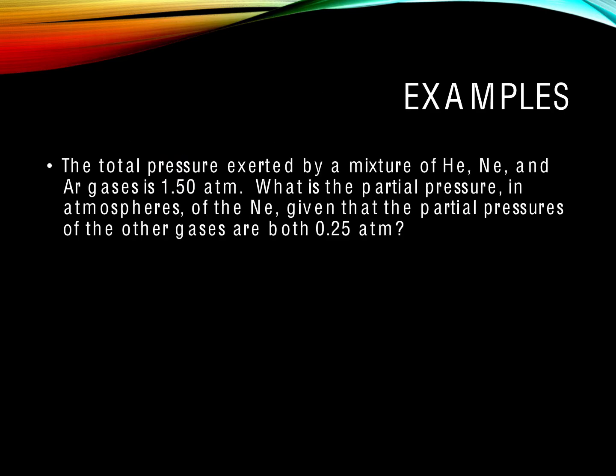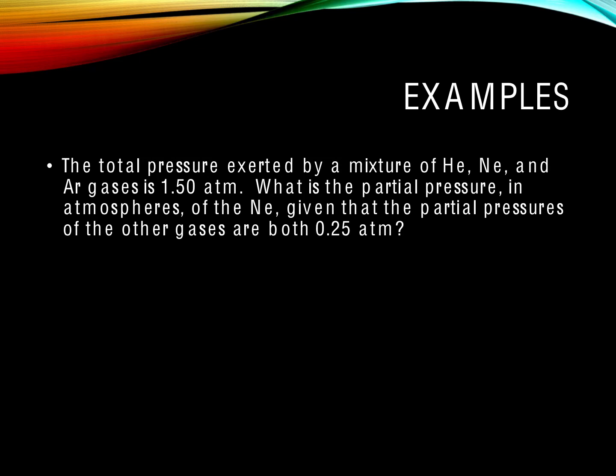So here's an example. We have the total pressure exerted by a mixture of helium, neon, and argon gases is 1.5 atm. What is the partial pressure in atmospheres of the neon if we know that the partial pressures of the other gases are both 0.25?